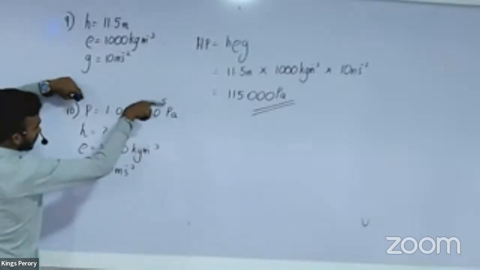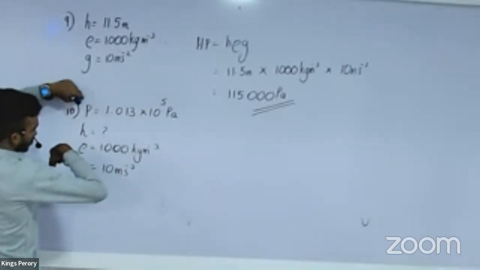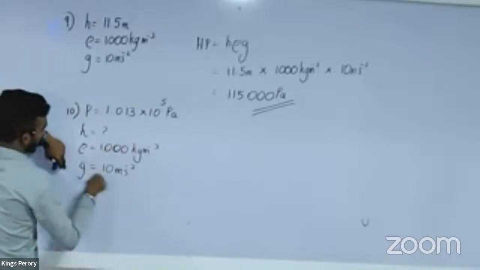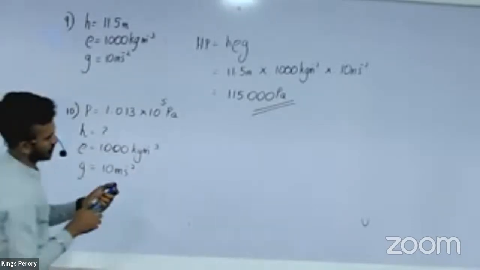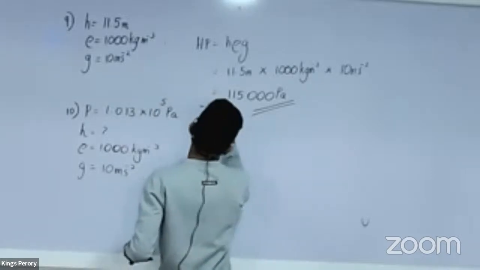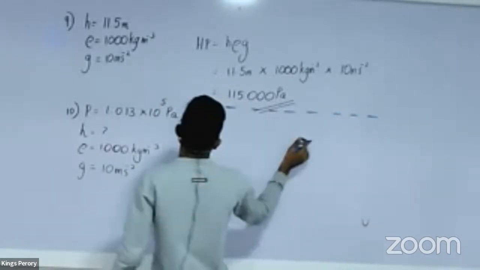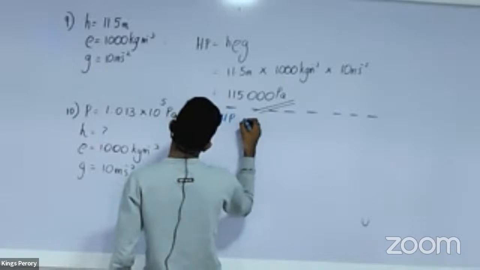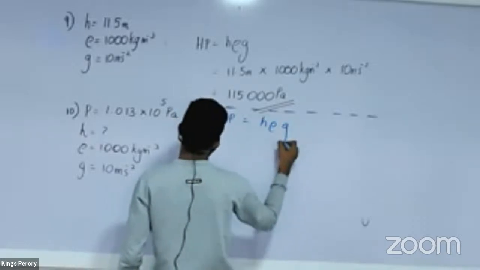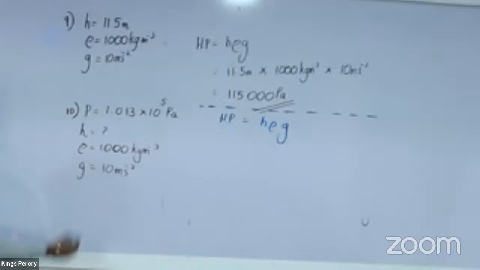Maximum pressure that the eardrum can bear is given. Density given, g given, find h. Same equation. Hydrostatic pressure equals h rho g. What's the hydrostatic pressure?